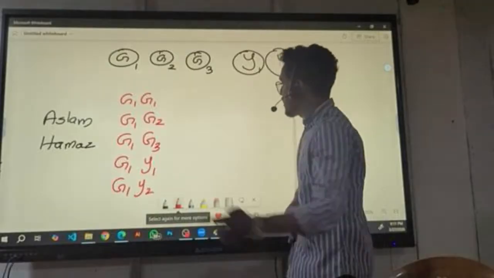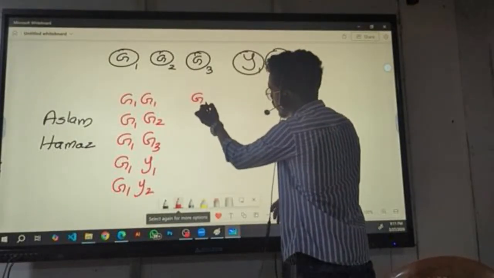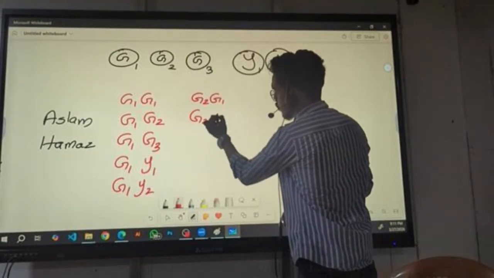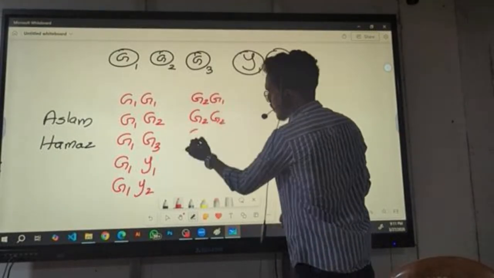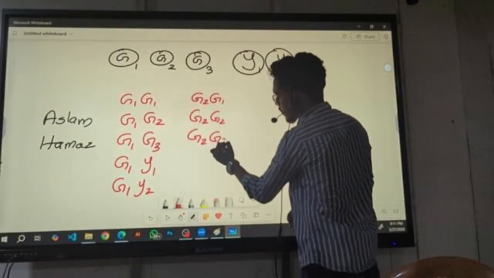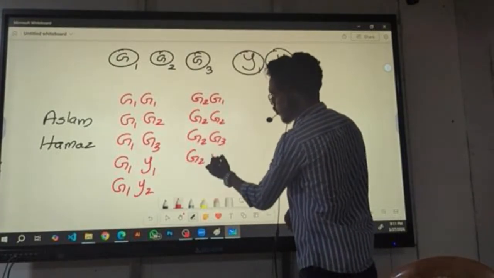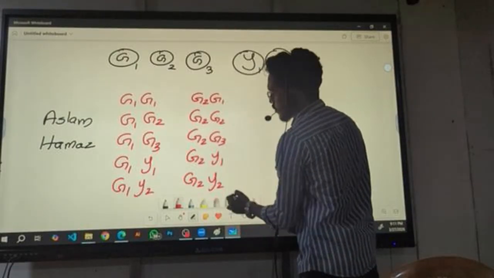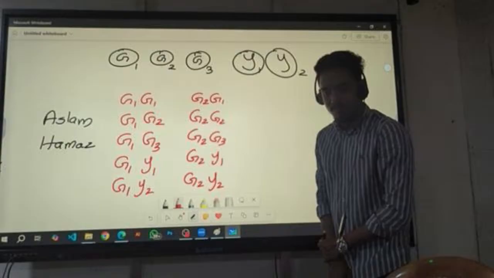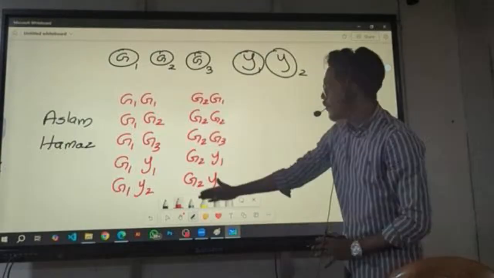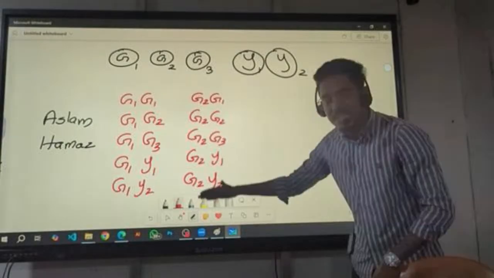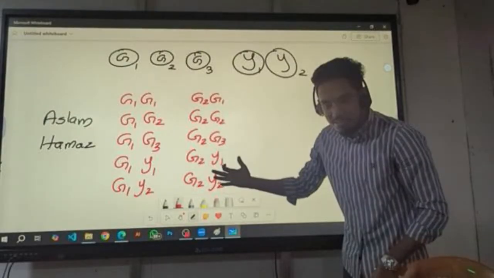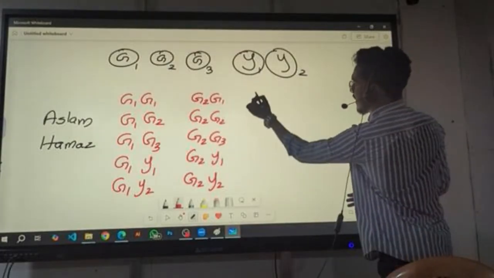Which means G2, G1 is possible. G2, G2 is also possible. G2, G3 is possible. G2, Y1 is possible. G2, Y2 is also possible. So far now we have 10 possibilities. Is the point clear? Now another set of 5 would come if I take G3 in the first draw.